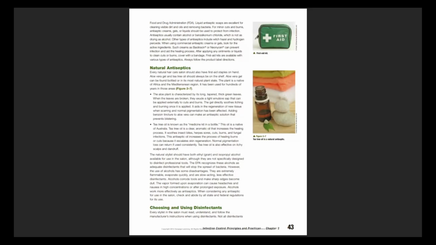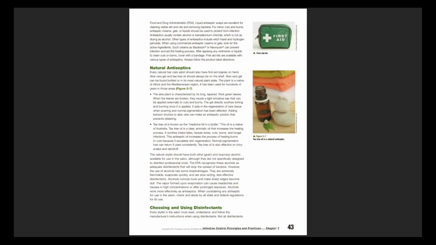Tea tree oil is known as the medicine kit in a bottle. This oil is a native of Australia. The tea tree oil is a clear aromatic oil that increases the healing process. It soothes insect bites, herpes sores, cuts, burns, and fungal infections. This antiseptic oil increases the process of healing burns or cuts because it escalates skin regeneration. Normal pigmentation loss can return if used consistently. Tea tree oil is also effective on itchy scalps and dandruff.